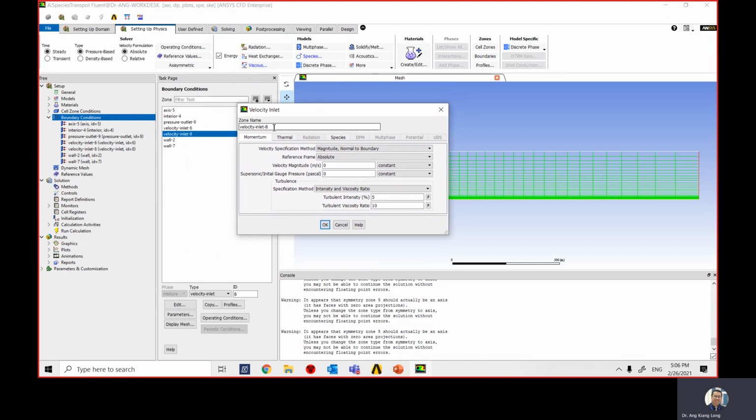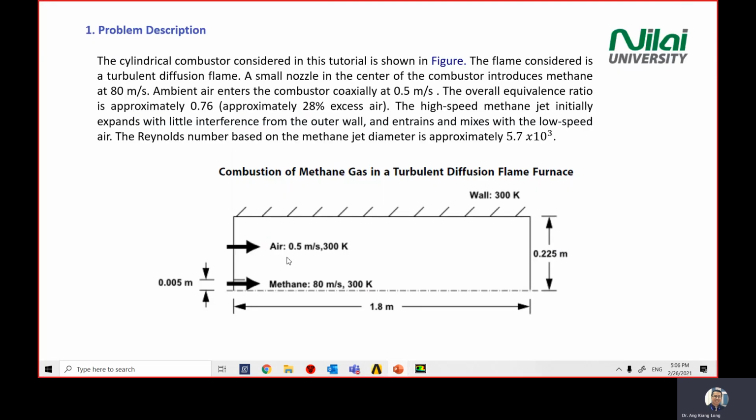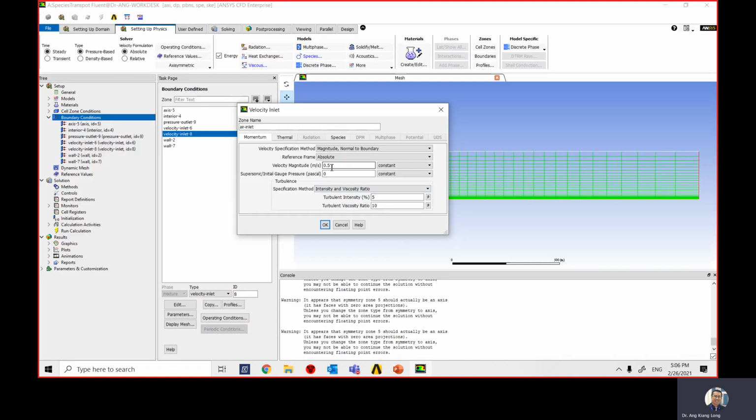For more convenience in identifying that this is an air inlet, we change the name to air inlet. And then we fill in the values as per the question. The velocity magnitude for the air inlet is 0.5 meter per second. If you can view back here, 0.5 meter per second. Temperature is 300 K. And then the turbulent intensity will be 10. Before you define further, make sure you go to the specification method here. We're going to use intensity and hydraulic diameter.